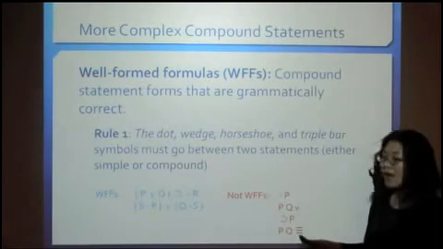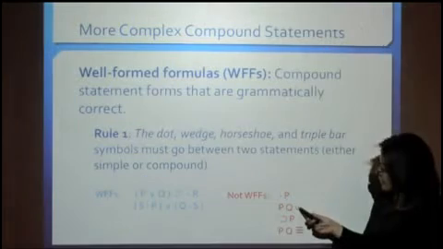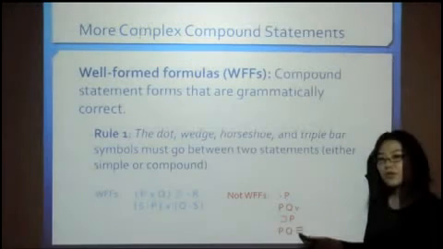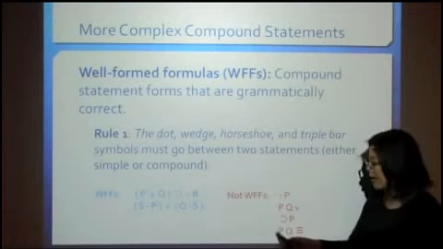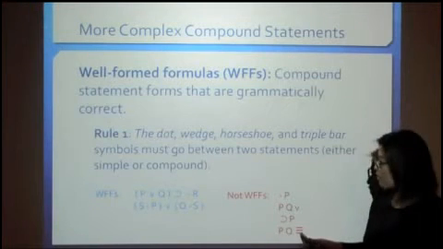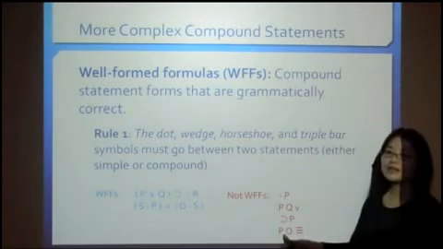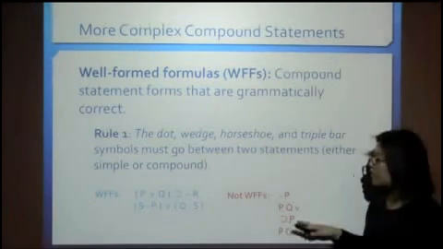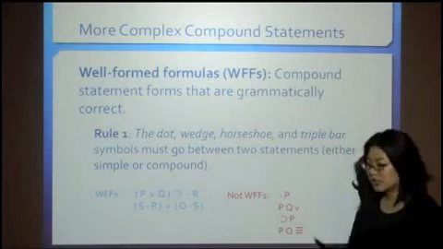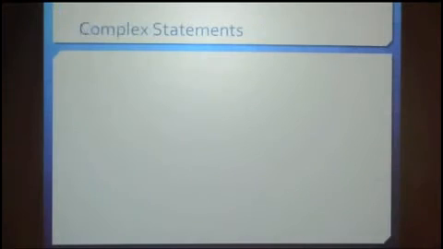And then here you have the same issue with this one, where you have two statements, but the logical operator is not in between them. So these are not well-formed formulas. They are not actual statements in propositional logic. So you have other rules.